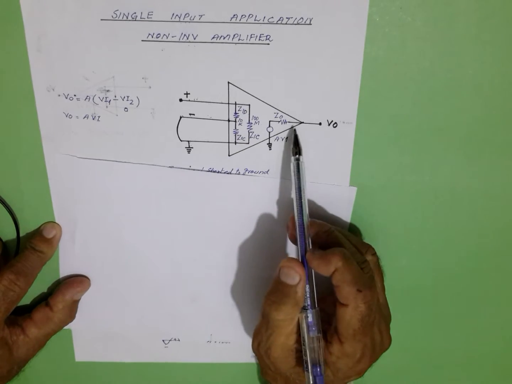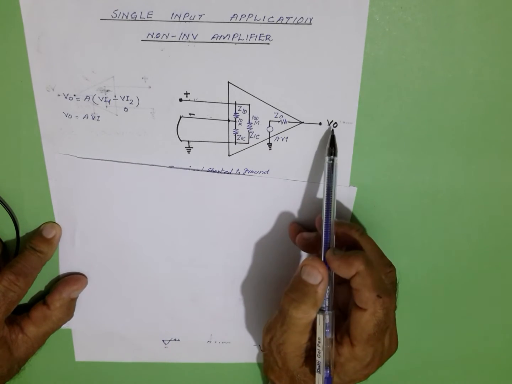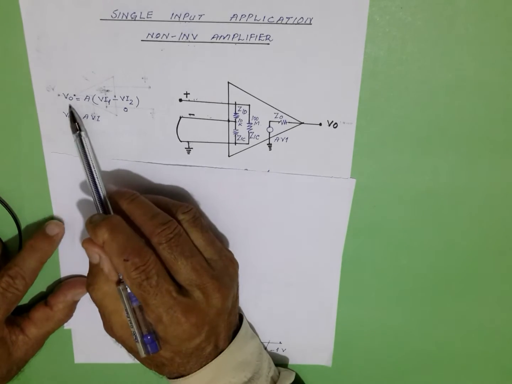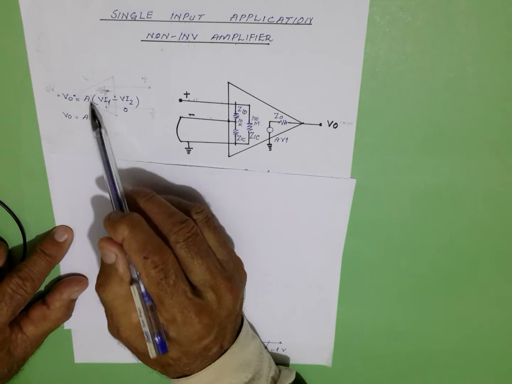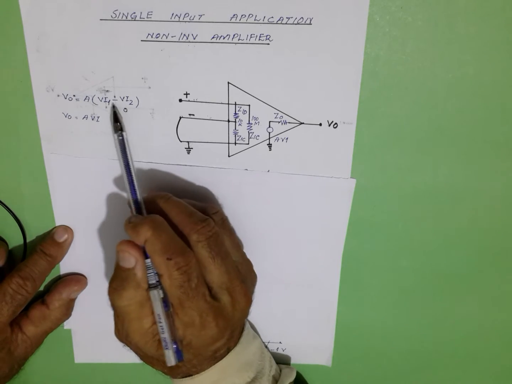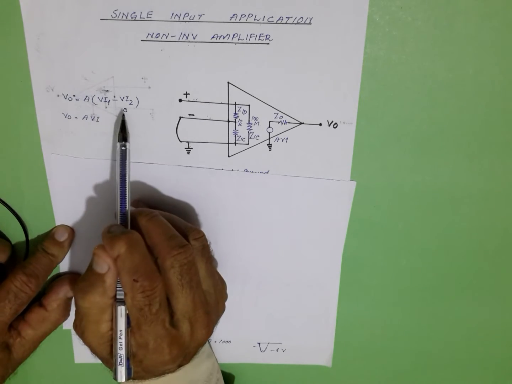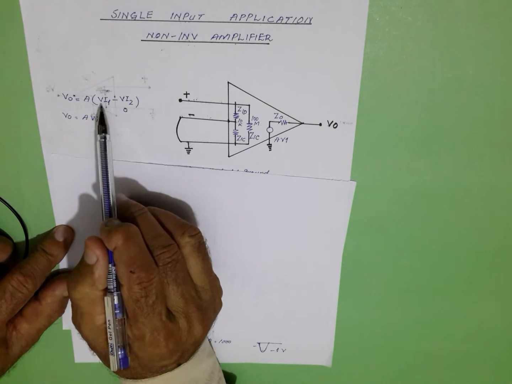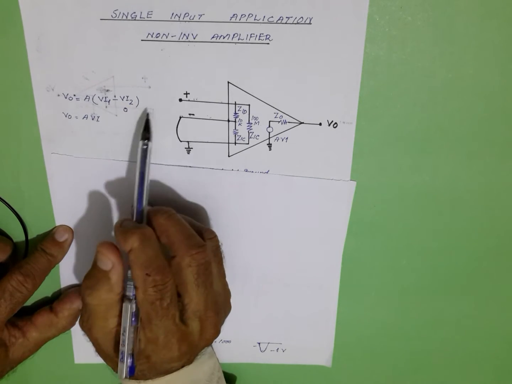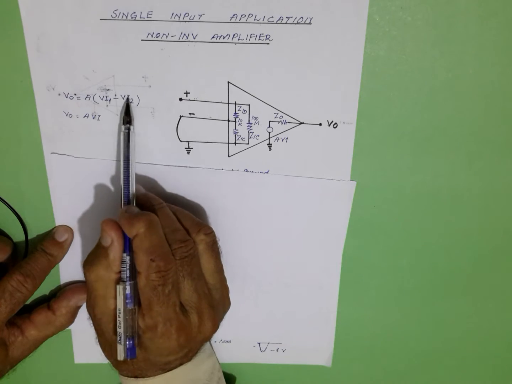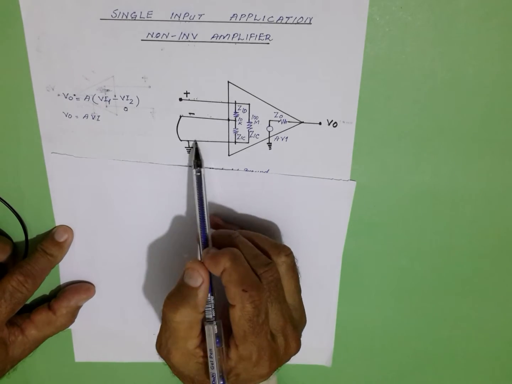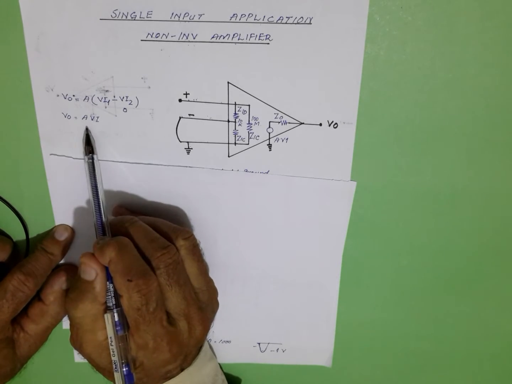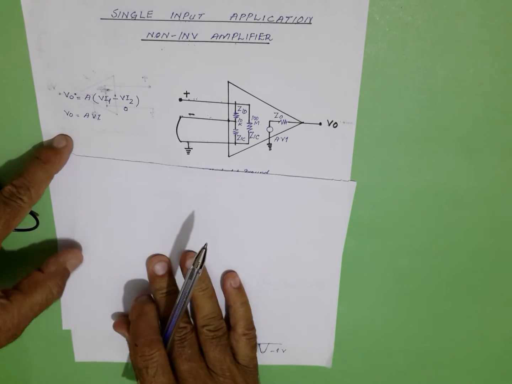Z0 is the output impedance, this is the output controlled generator, and this is the output voltage. The formula is V0 is equal to A times the difference of two voltages. When the operational amplifier is working in differential mode, it is going to amplify the difference of two voltages, but since there is only one voltage, V input 2 is 0, and the formula reduces to V0 is equal to A times V input.